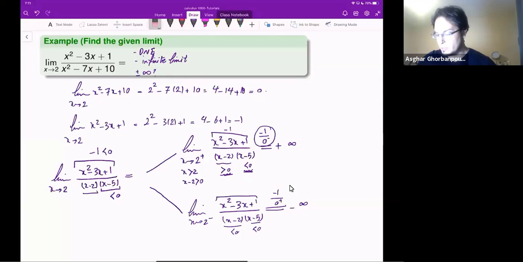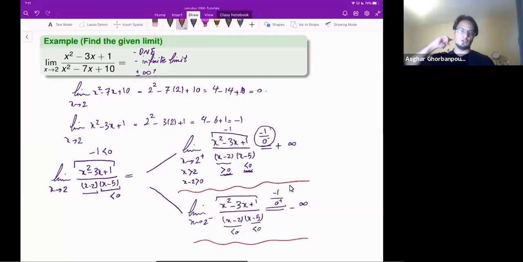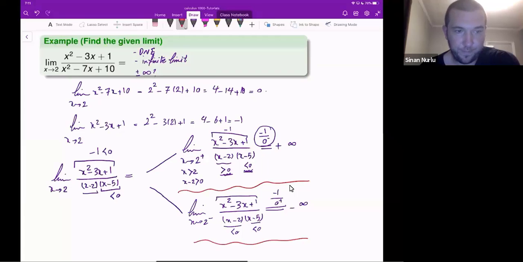We know further that if you approach 2 from the left, it is negative infinity, and when x approaches 2 from the right, it is positive infinity. Any question, any comments here? All good. Okay.